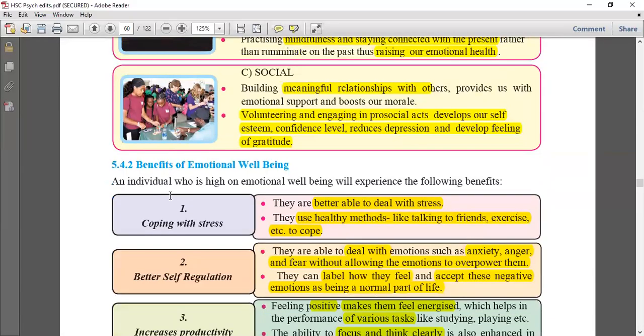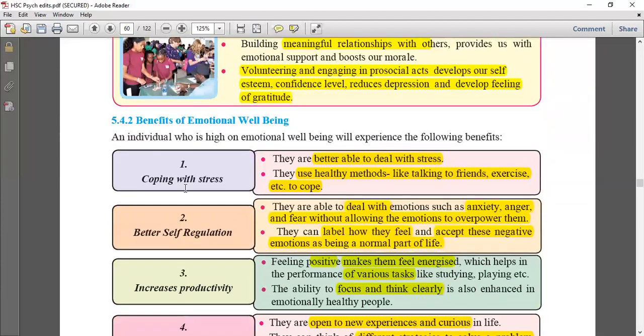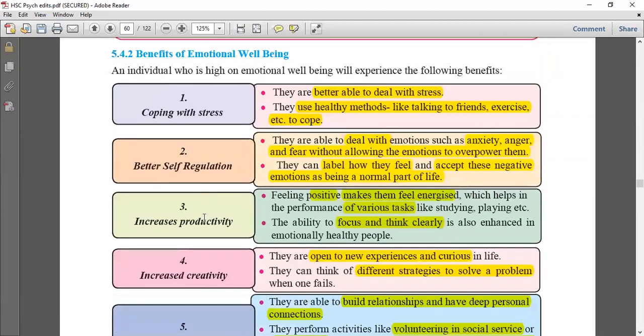Social is you have meaningful relationships with others, which is very important. That helps provide emotional support. Volunteering or helping others in small ways helps your self-esteem, reduces sadness, and increases feelings of gratitude, because you see other people. For example, go to an orphanage, and you see, oh my god, I have so much more than them.